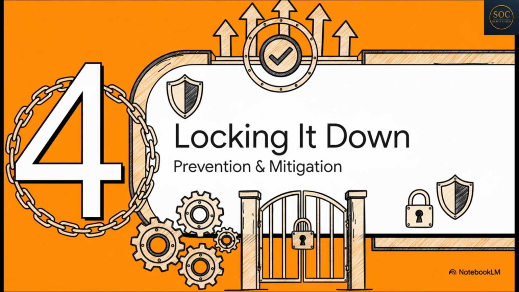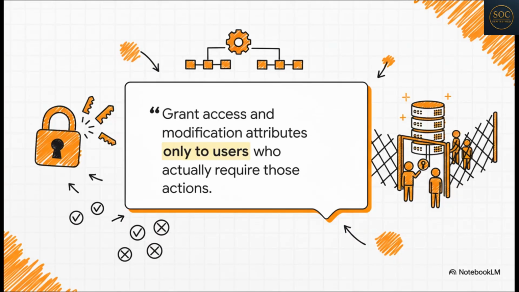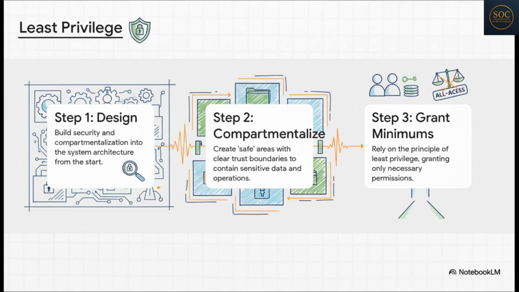Okay, so we've seen the problem, we've seen the damage it can cause. So what's the fix? Well, the good news is, the idea behind the solution is actually pretty straightforward. It's all about locking things down from the very, very start. This quote right here, it really says it all. The whole philosophy boils down to something called the principle of least privilege. The idea is super simple. Don't give anyone or any part of the system more access than they absolutely positively need to do their job. Nothing more.